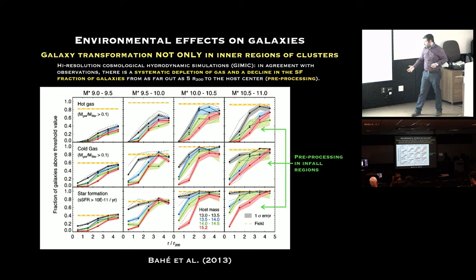You have the distance from the center of the cluster on the horizontal axis, and you see how galaxies with lower stellar mass, they are more affected than galaxies with higher stellar masses. This is something that you would expect. More massive galaxies, they have stronger gravitational potential, so they are better able to resist these transforming processes. Instead, lower mass galaxies, they're, if you like, weaker in the sense that they have weaker gravitational potentials, and they can be affected more by any interaction with the environment.